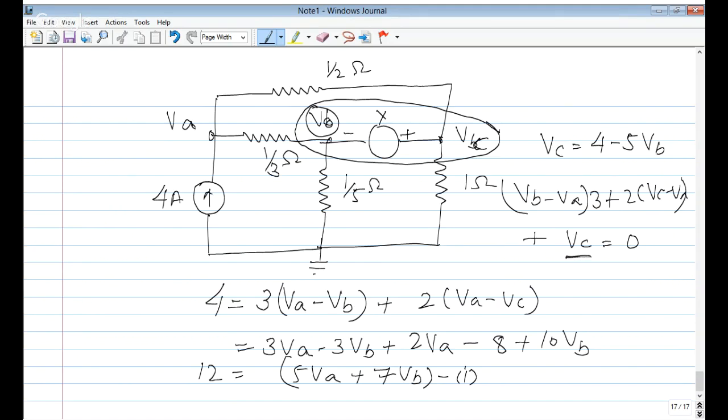If you substitute VC in terms of VB, we will have two equations in two variables. You can find out VC and we can compare it with the given equation. So we can find out X. Okay, so that way we can find out our answer.